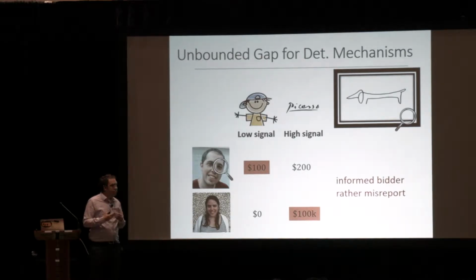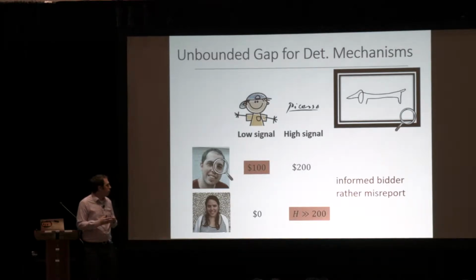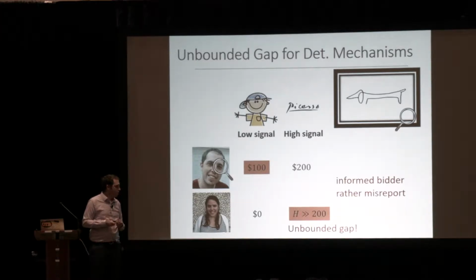So any truthful mechanism has to allocate, in both cases, either to me or to Kira, and lose basically an unbounded gap, because we can change the 100K to any number larger than 200, and get that basically the deterministic mechanism loses an unbounded gap here. Okay.